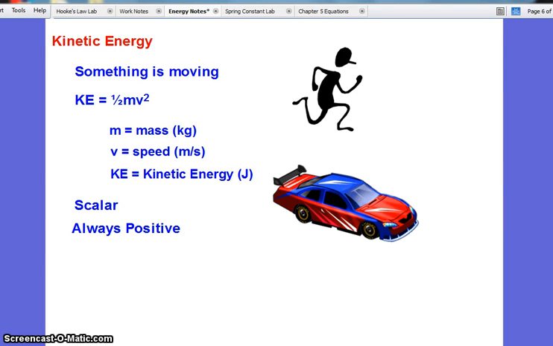Our previous two energies have been potential energies because they've been stored. They have the potential to do work. In this case, we have kinetic energy, which is the energy of a moving object. Remember, kinetic means movement, just like kinetic friction. So this kinetic energy is currently doing work.